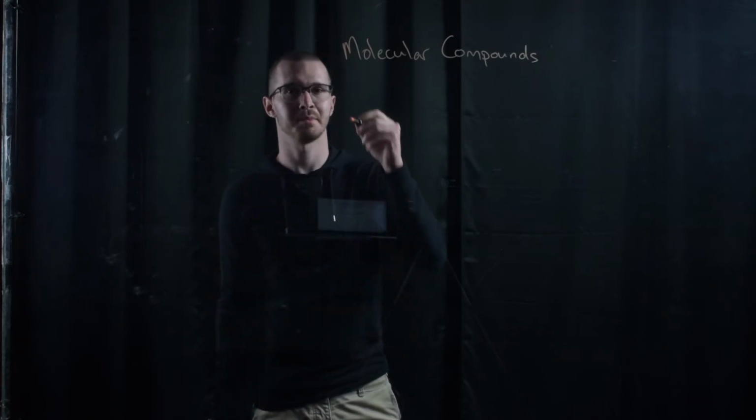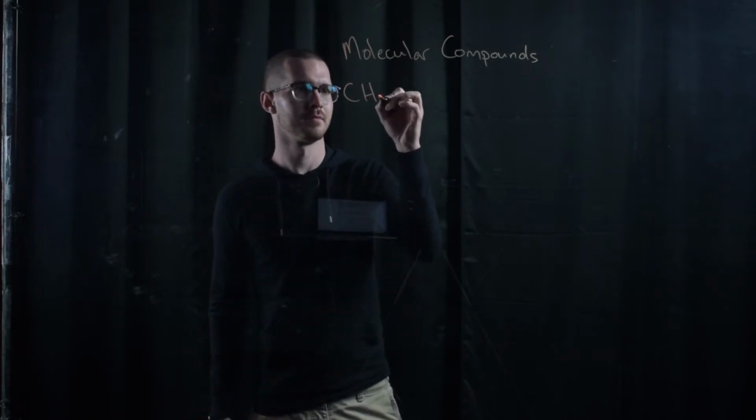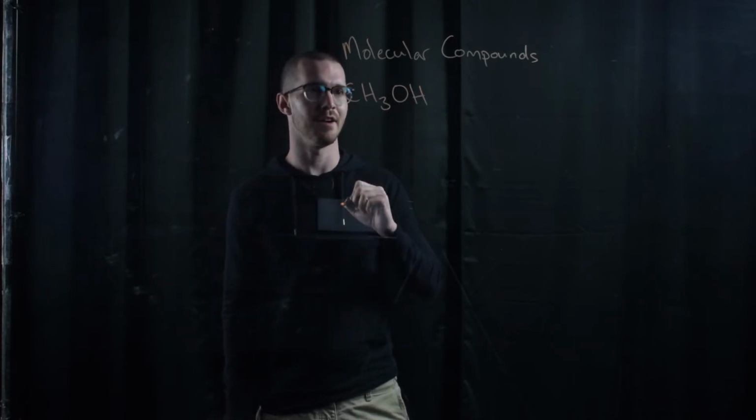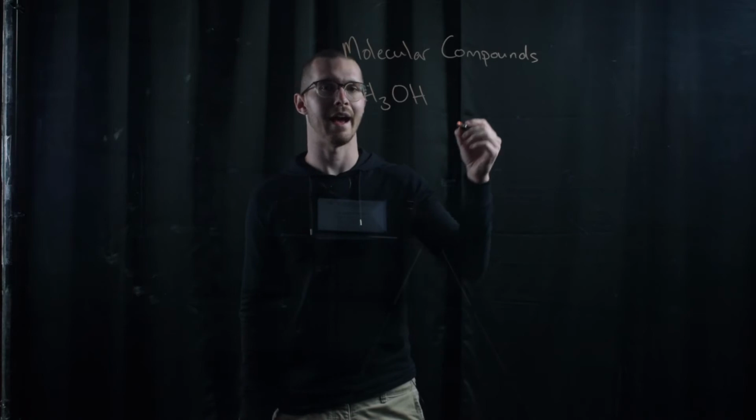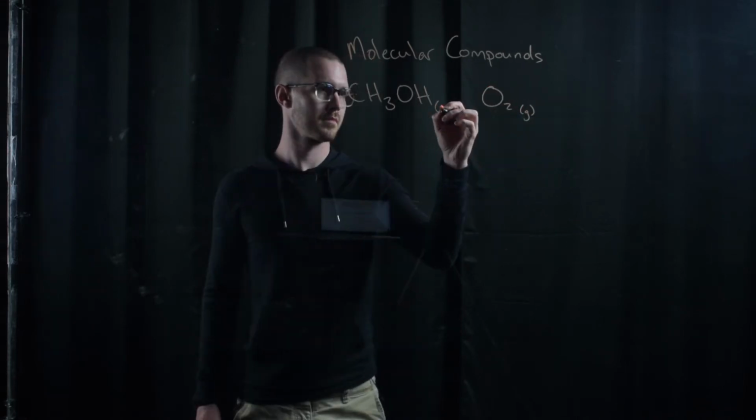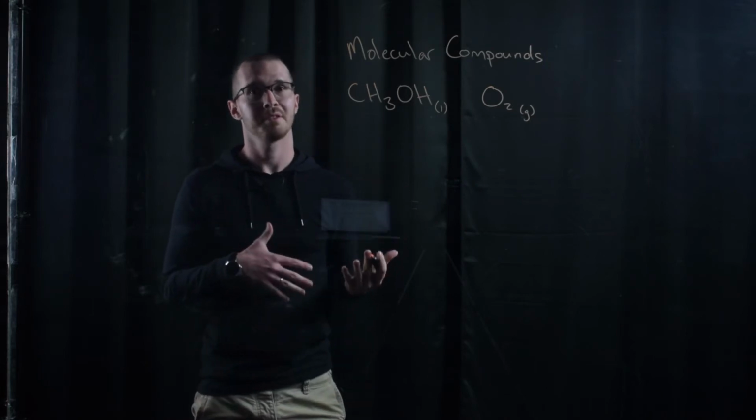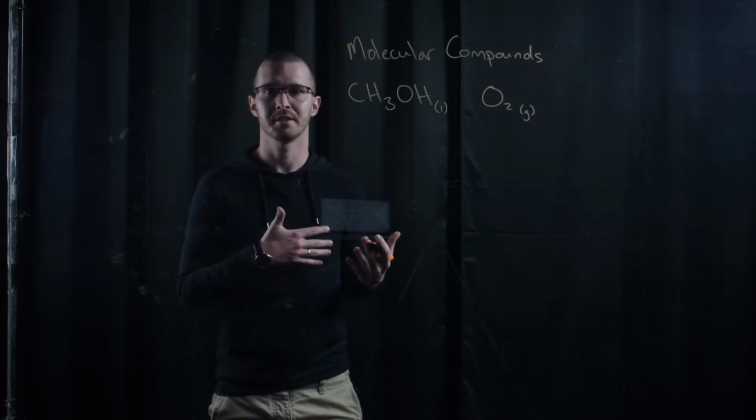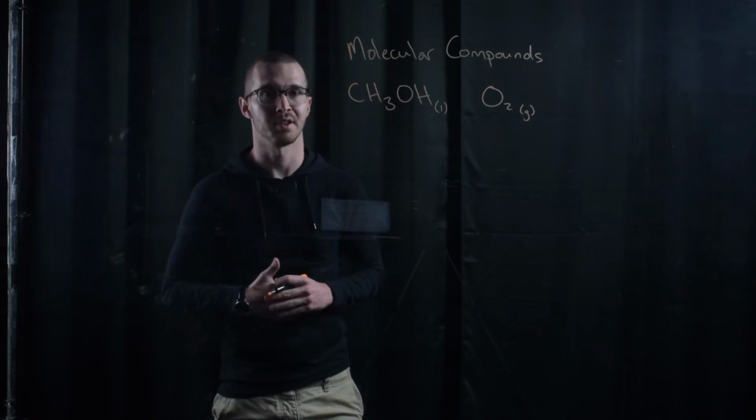So for example, we have something like methanol, which is made up of 3 different kinds of elements, or we can have oxygen. Now, molecular compounds can be solid, liquid, or gas at room temperature. They're poor conductors, and many of them are insoluble.